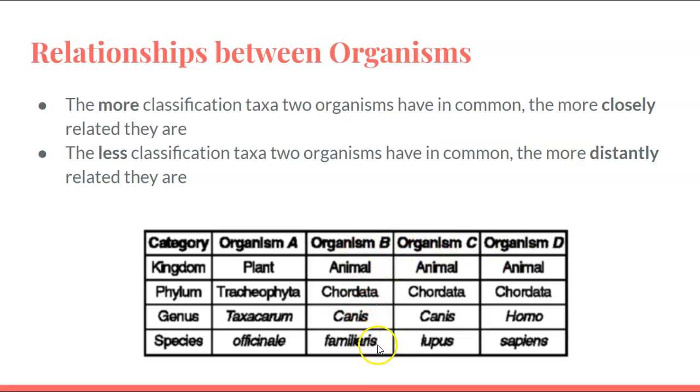And if we move down to species, you'll notice that they're different because most species are different from each other. So we have Canis familiaris, which is like a regular household dog, and then Canis lupus, which is a wolf. Now we know that they're related, but they are not the same organism, so they have a different classification. They are the most closely related because they have the most taxa in common with each other, and then you can say that organism D is the next closely related because it has 2 out of 4 of the taxa that we looked at in common.